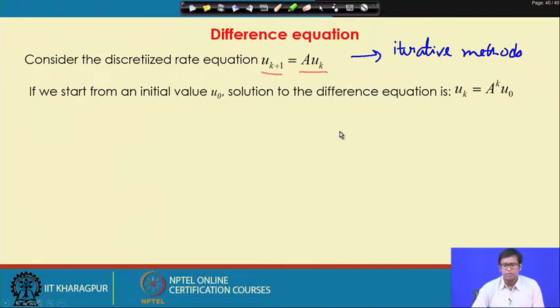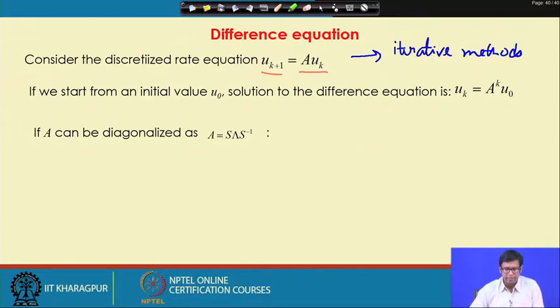If we start from an initial value u 0, the solution to the differential equation will be u k is equal to a to the power k u 0, because every time we are going to a new updated value of u, we are multiplying u 0 by a, and then we will multiply the product again by a, and so on.